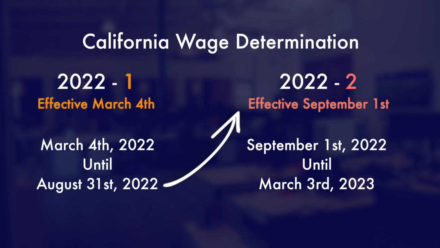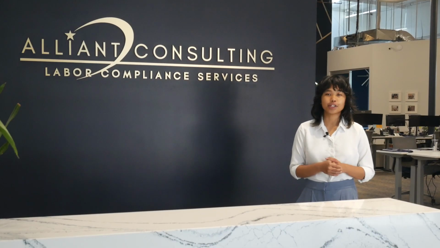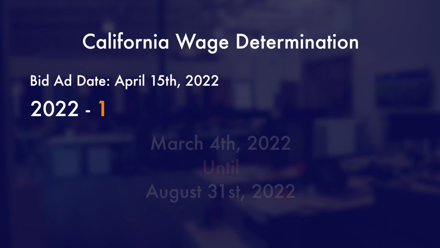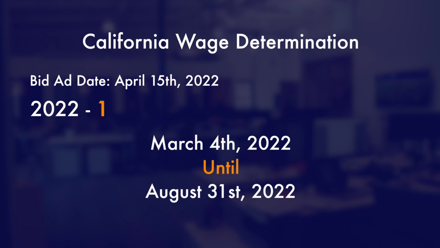Here's a summary of the dates and their corresponding wage determinations. Let's break down this information using our example. A project with a bid add date of April 15th, 2022 would use the 2022-1 wage determination because the 2022-1 wage determination came into effect on March 4th, 2022 and remains in effect until August 31st, 2022. April 15th, 2022 lies within this range of dates.